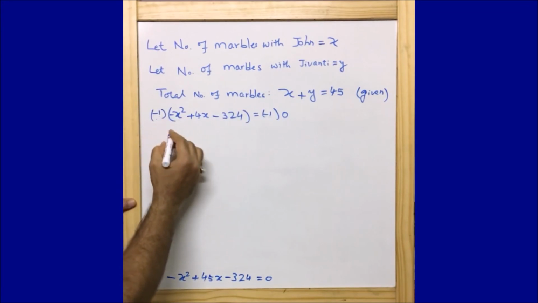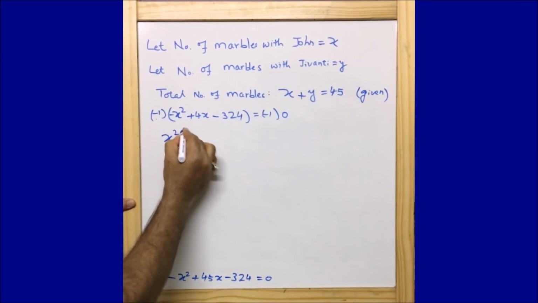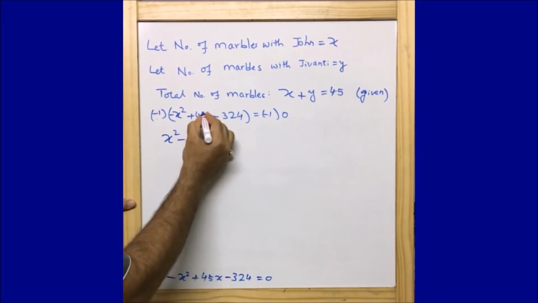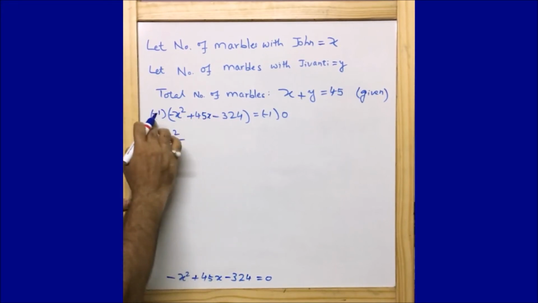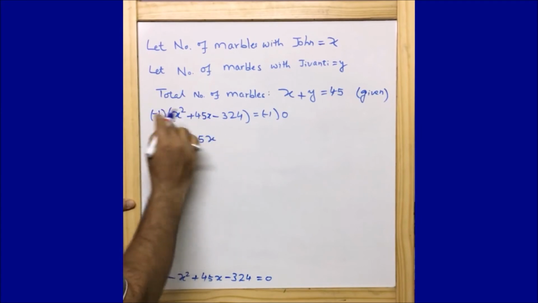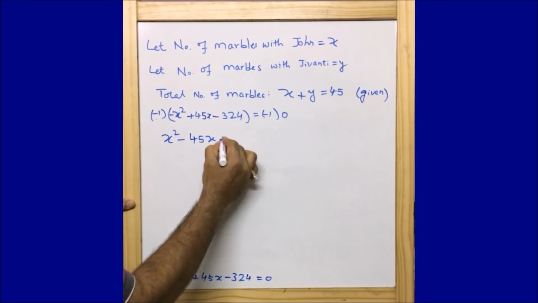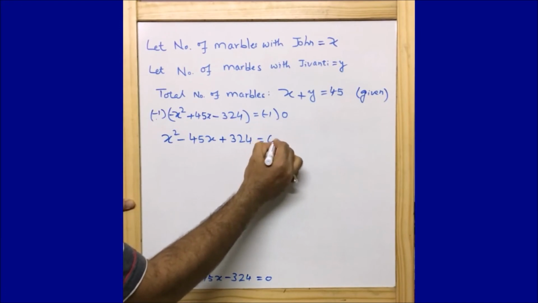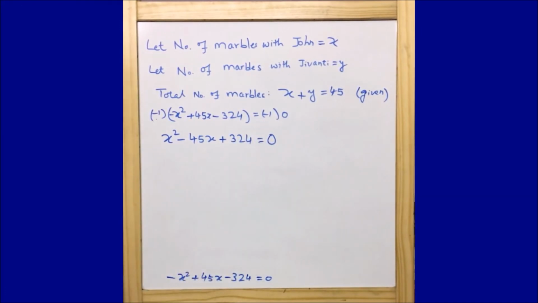So minus 1 into minus x square is nothing but plus x square, minus 1 into 45x is minus 45x, and minus 1 into minus 324 is plus 324, and minus 1 into 0 is nothing but 0. So guys, we are able to get x square minus 45x plus 324 equals 0 as one of the quadratic equations.